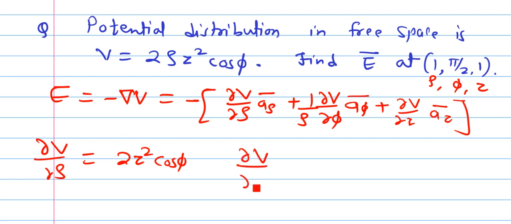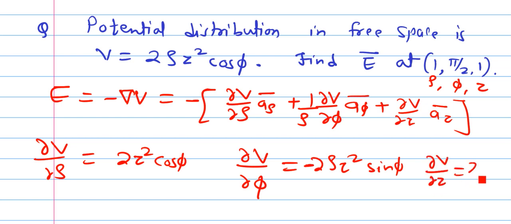Now ∂V/∂phi. So treat rho and z constant. So 2 rho z square is constant. Cos phi derivative is minus sin phi, so here minus sign will come. Now ∂V/∂z. So 2 rho is a constant, z square derivative is 2z, and cos phi is also a constant.